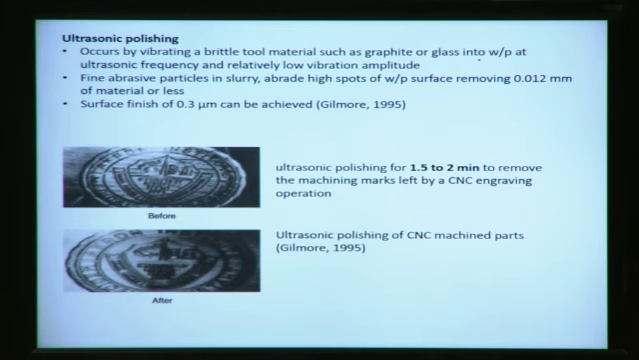Fine abrasive particles in the slurry remove the high spots on the workpiece surface, removing 0.012 millimeter of material or less. The surface finish achieved is around 0.3 micron. Okay, so here you can see this is polished. This is before polishing, and this is after polishing. You can see that by using ultrasonic machining you can get a better polished surface also.